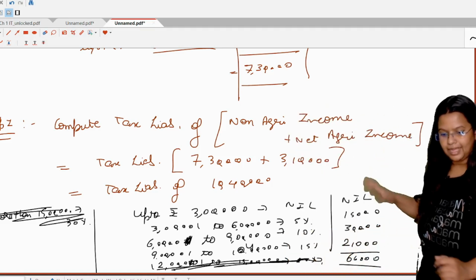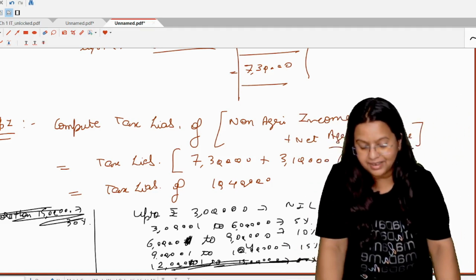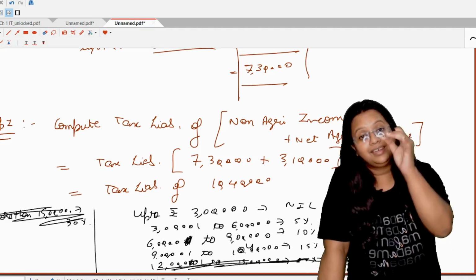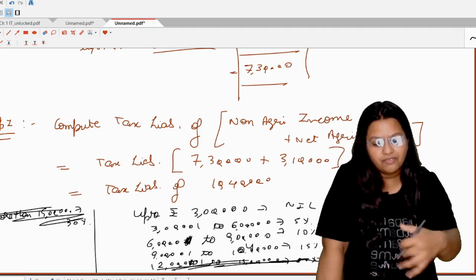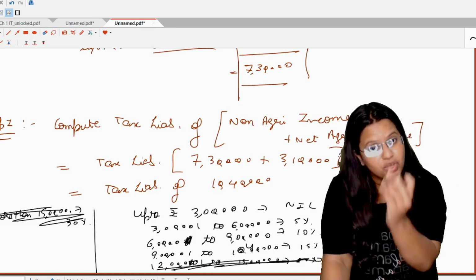Okay. I hope the screen is visible to all of you. Now, you might be thinking, ma'am, please add health and education cess. No, not now. We have to apply some more steps. And at the end of all the steps in the partial integration method, we will add the health and education cess. Not at this point. Otherwise, the question will go wrong.